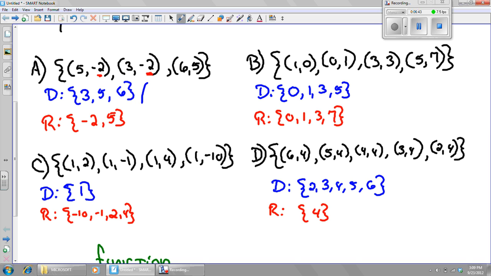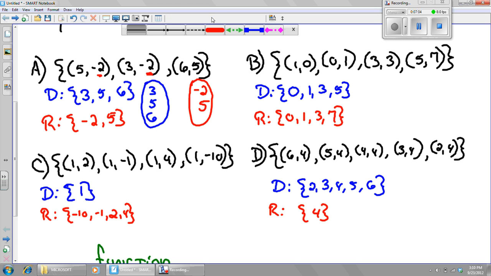And sometimes it's really good to visualize it like this. Sometimes people do circles like this, and they'll put the domain in the circle, and then they'll do the range over here, and they'll have -2 and then 5. And then we'll draw arrows. We'll say that 3 goes to -2, right, from the ordered pair. And 5 goes to -2. And then 6 goes to 5.